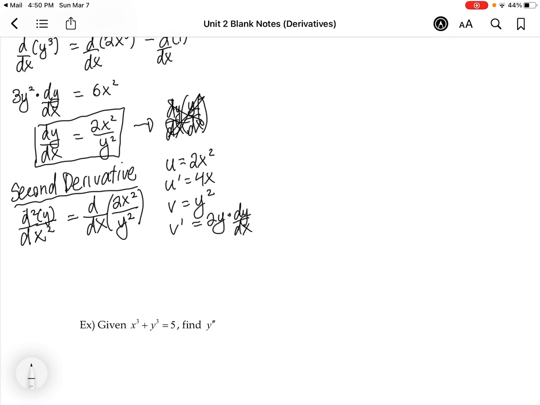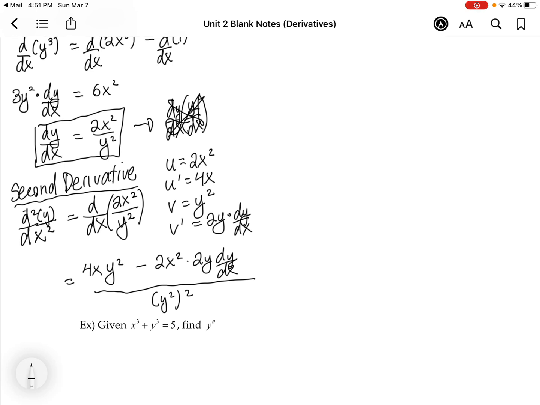Okay, so now I'm going to put in my quotient rule to take the derivative of the right side. So I'm going to get, let's see, u prime v, so u prime is 4x, v is y squared, minus uv prime, 2x squared times 2y dy dx, over v squared, y squared squared.